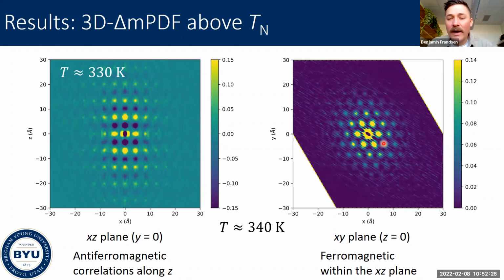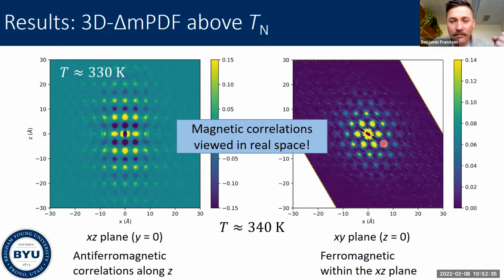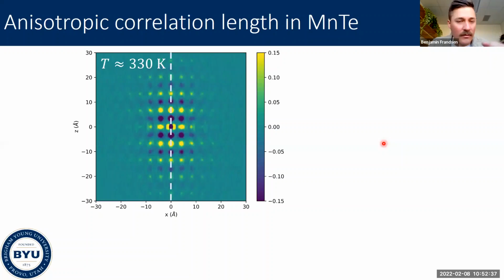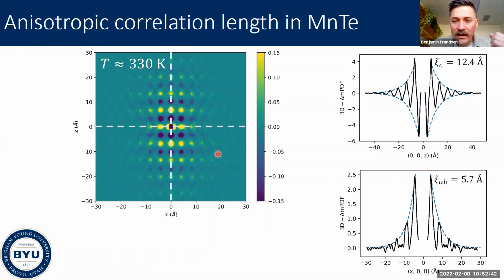Okay, so by taking a couple of slices through our three-dimensional magnetic PDF data, we can get a really good picture of what these short-range magnetic correlations look like. And we can do some analysis. We can take some slices, some cuts through the data here, and we can fit correlation length envelopes to them. So we can learn all about the properties of these short-range magnetic correlations and figure out what the correlation length is. Turns out the correlation length is longer along the C axis than it is within the AB plane.